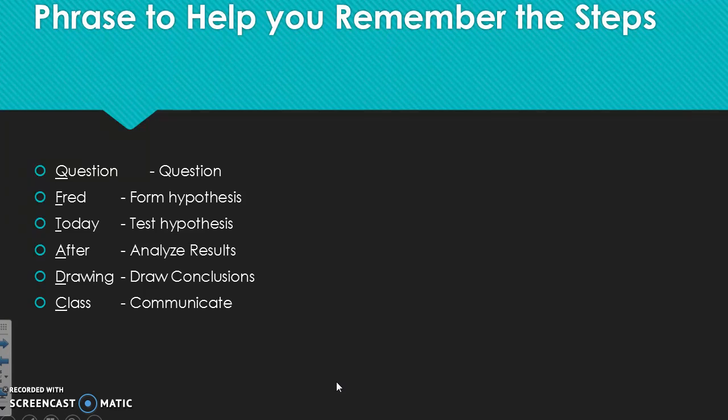To help you remember these steps, we've made a phrase. The phrase is "question Fred today after drawing class." If you remember those, they should help you remember the steps. The question is the first step. The F in Fred stands for form hypothesis. The T in today stands for test hypothesis. The A in after is analyze results. D in drawing is draw conclusions. And C in class is to communicate. So it should help you to remember those steps if you can remember that phrase.